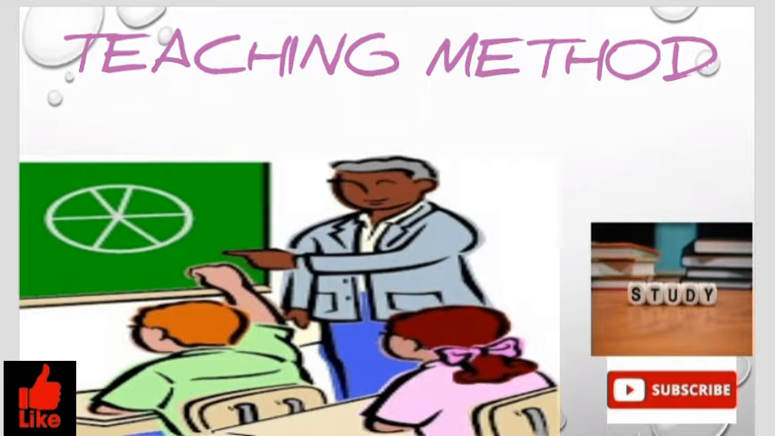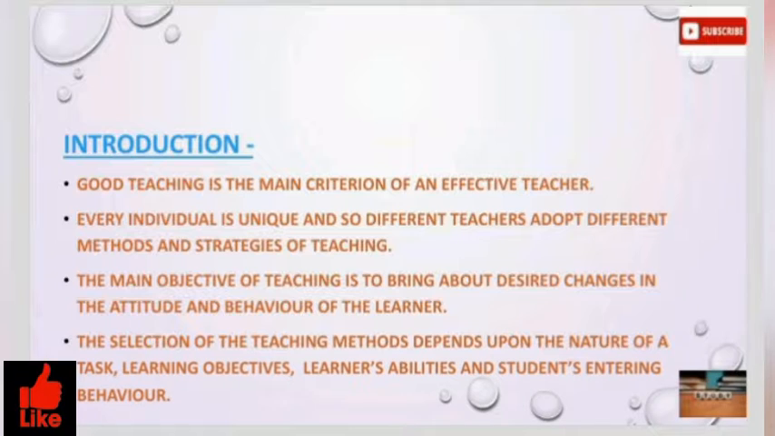Today we are going to start a new topic, teaching method. First we will introduce teaching method. Good teaching is the main criterion of an effective teacher. Every individual is unique and so different teachers adopt different methods and strategies of teaching. The main objective of teaching is to bring about desired changes in the attitude and behavior of the learner.